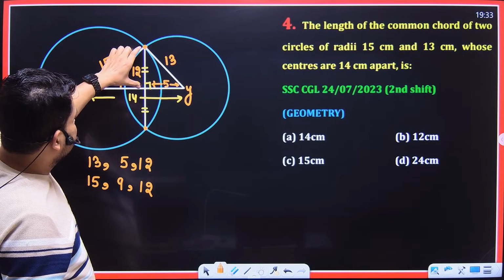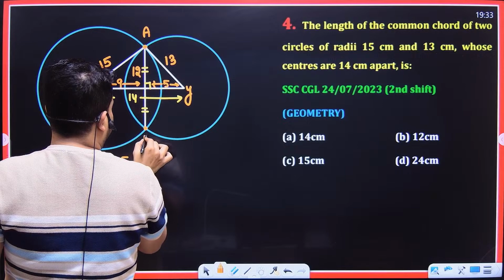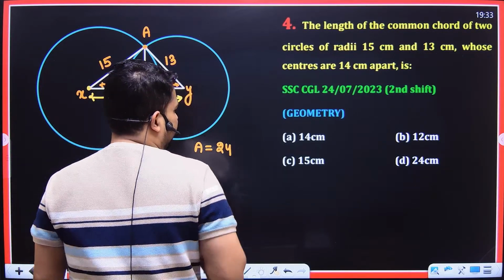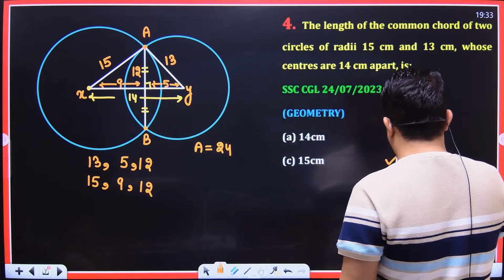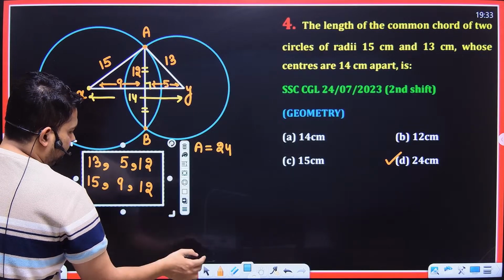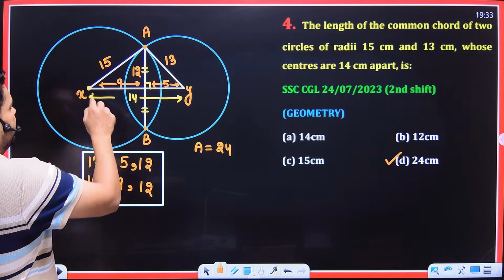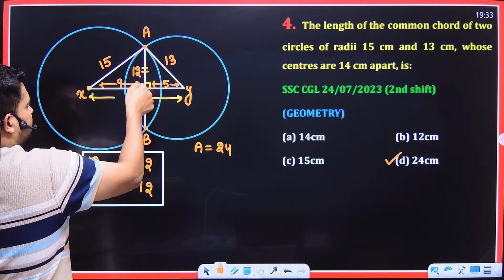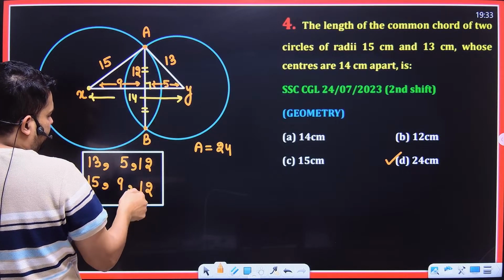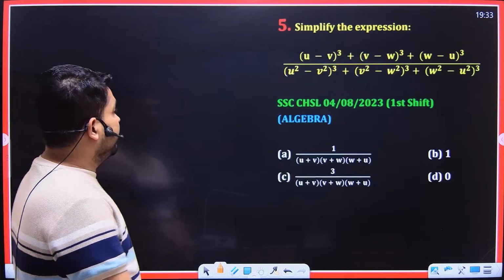So this length is 12, and we have to calculate the whole chord, that is called AB. AB is equal to double of 12, that is 24. So how easily we can solve questions with the help of triplets. So we have 13, 5 and 12, we have 15, 9 and 12. We see that 12 is common, and if I look into this triangle, I have this height. If I look into this triangle, then I have this height. So this one is common. It means this one is 12, and the sum of 5 and 9 is 14, which is the distance between their centers.